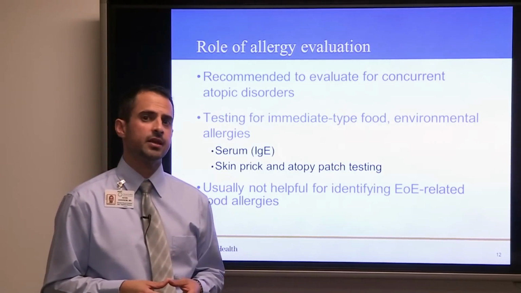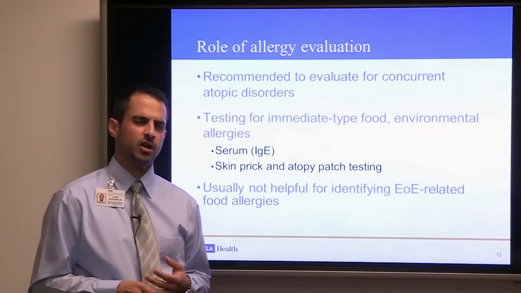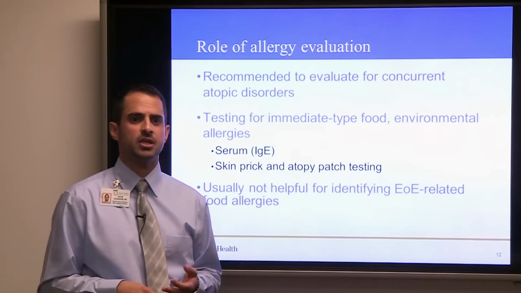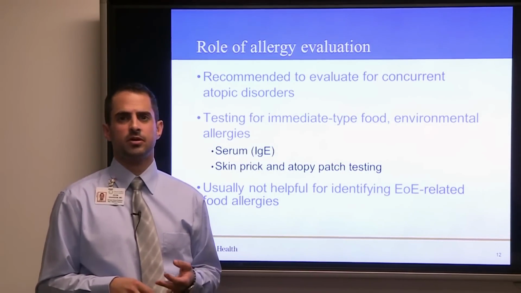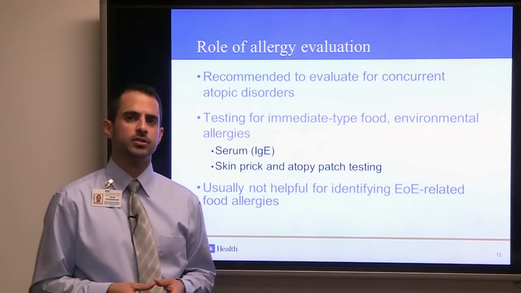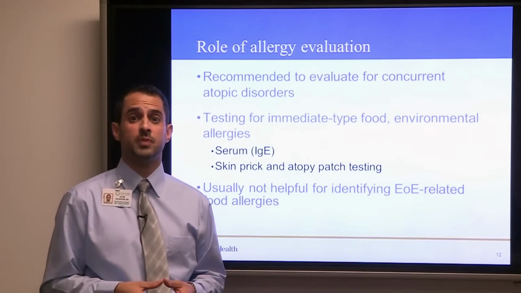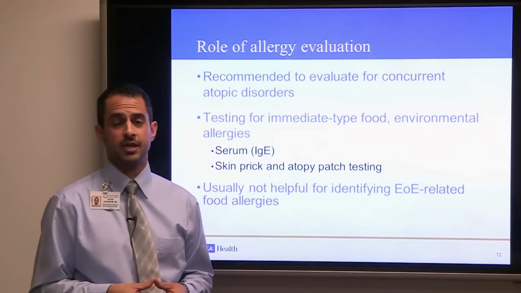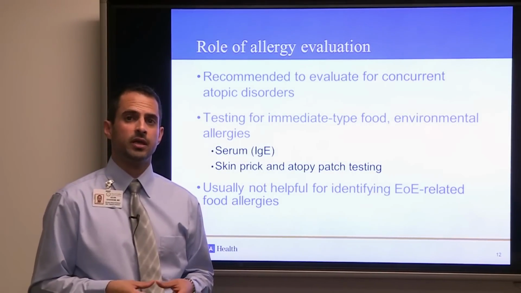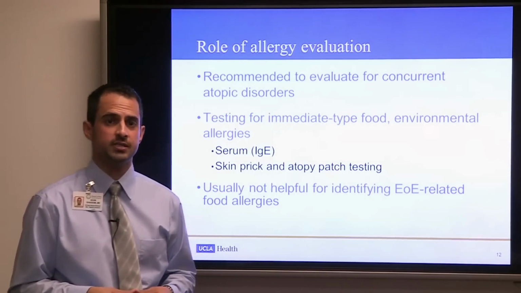The testing, though, that's done there is either of a blood type called IgE, which I'll talk about a little bit more in a few minutes, which is found in the more immediate types of reactions. And then they can also do skin testing, whether it's called skin prick or patch testing. The problem with these tests is that with regard to making the diagnosis of eosinophilic esophagitis, or even identifying which food or foods may be associated with it in a particular patient's case, it's not very good. Maybe only about 10 to 15% of people can we actually identify the cause of the eosinophilic esophagitis by way of allergy testing.